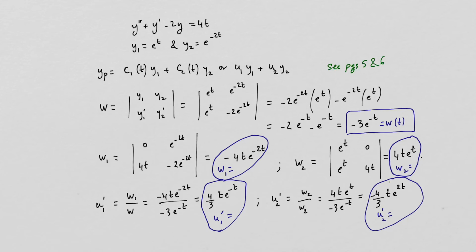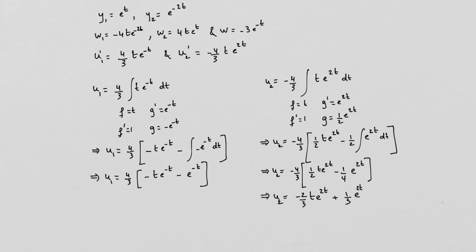Okay, so I got W, W1 and W2 just so I can find u1 prime and u2 prime. And once I know u1 prime and u2 prime, I can find u1 and u2. And once I find u1 and u2, I do this linear combination, and I should be done. So obviously, what do you think we're going to do now? Of course, we're going to integrate.